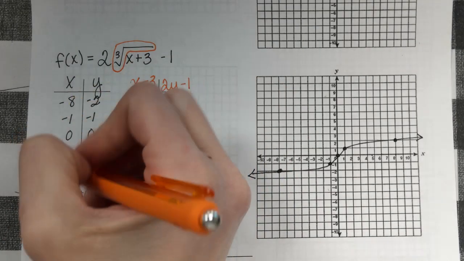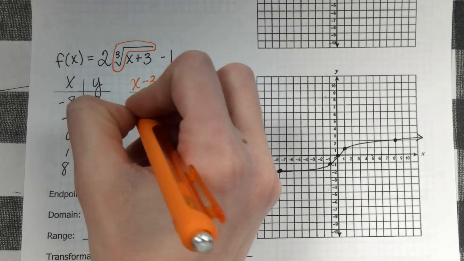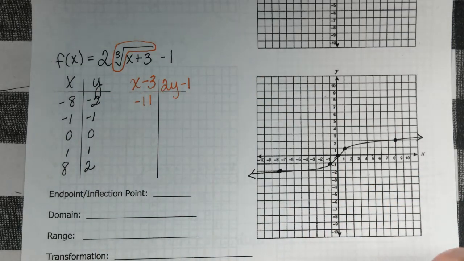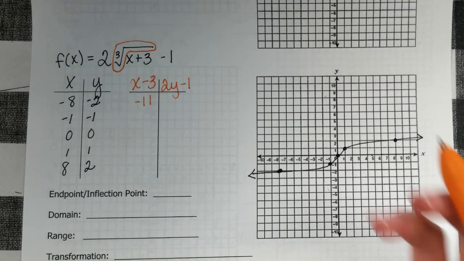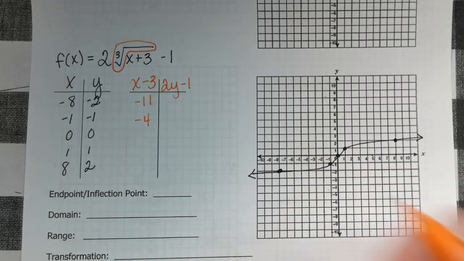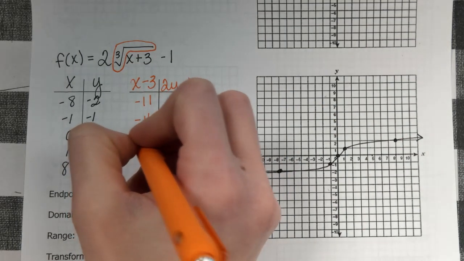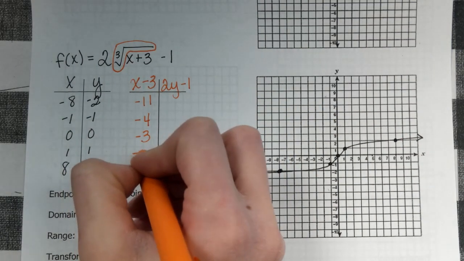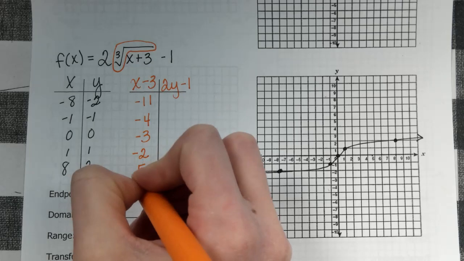So x minus 3, I take negative 8 and subtract 3 and get negative 11. Negative 1 minus 3, -4. 0 minus 3, -3. 1 minus 3, -2. 8 minus 3, 5. Good.